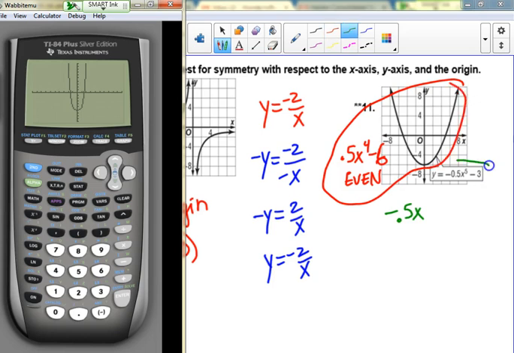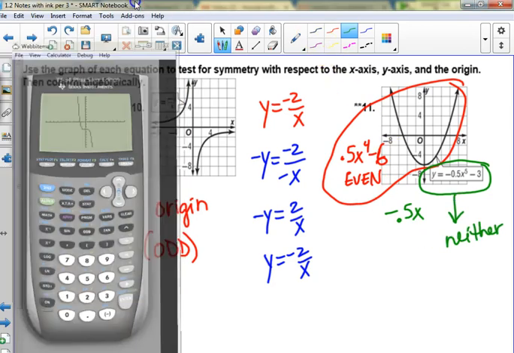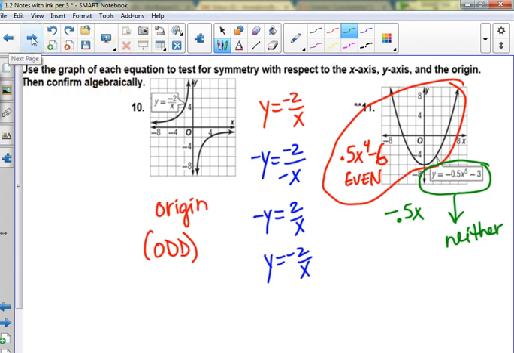But what do you think about this equation right here? I'm thinking neither. Negative 0.5x to the fifth minus 3. And why is this neither? It kind of looks odd because it doesn't go through the origin, right? So if this had been the equation, it would have been neither. So that was just a bad question. That's not the only one. The book has some doozies.